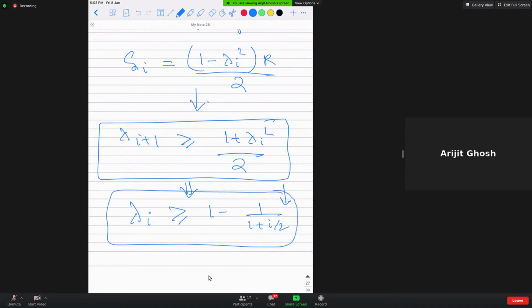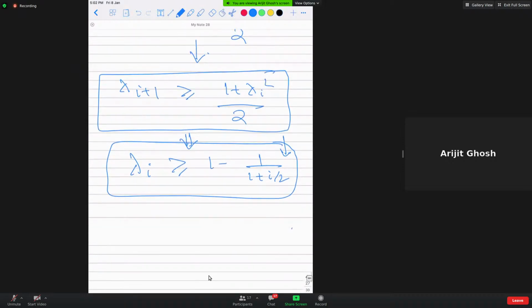That's it. Now just substitute, for what value of I this will be greater than 1 minus epsilon, and you will get your equation. That's it. So this will complete the proof.